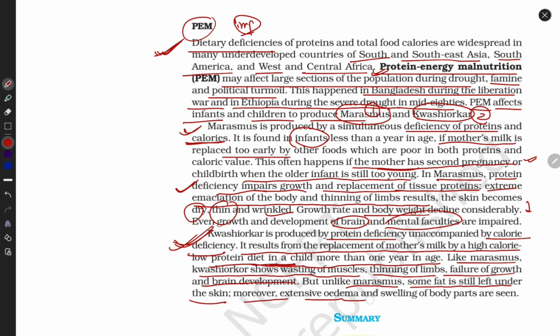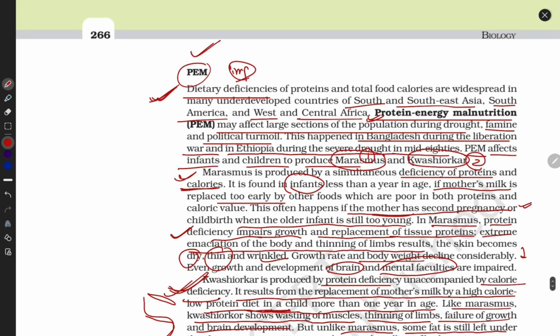Moreover, there is extensive edema and swelling of body parts like the stomach part and face, they swell and their hands are definitely thin. So this is PEM, protein energy malnutrition. This is important, yeah. There can be a descriptive type question from here. So that's all for it.